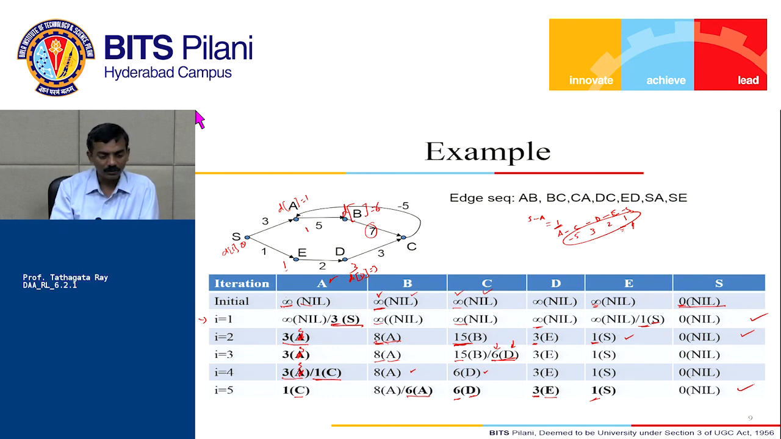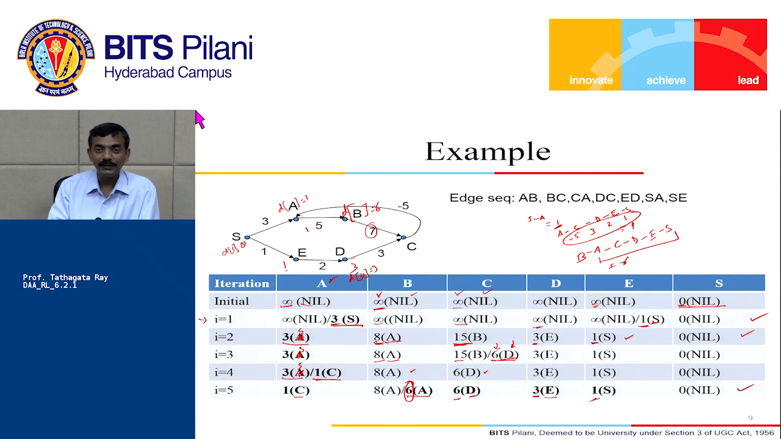What is the cost of the path to B? Again, if I have to find the path to B, what is the parent of B? A. What is the parent of A? C. What is the parent of C? D. What is the parent of D? E. What is the parent of E? S. So I'm going S, E, D, C, A, B. What is the cost? We have already seen this much is 1, plus 5, that is 6. So the cost is 6, which is stored in DB. Fine. That's the shortest path to B.